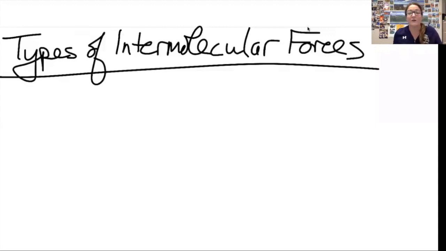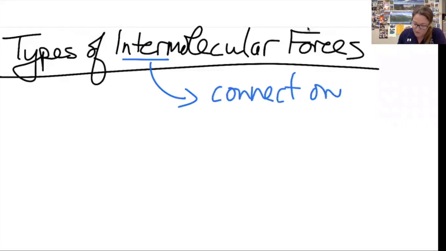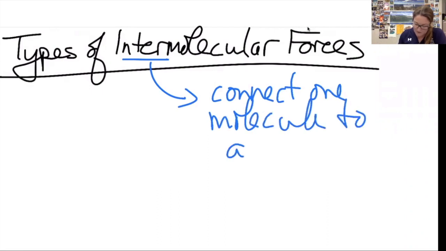Now we're going to talk about intermolecular forces. Intermolecular forces are forces that are between molecules. So what these do is they connect one molecule to another molecule. Technically, we're only supposed to use these terms for molecular covalence, but we expanded a little bit to talk about those that also work with network covalence and ionic compounds and metallic bonds.